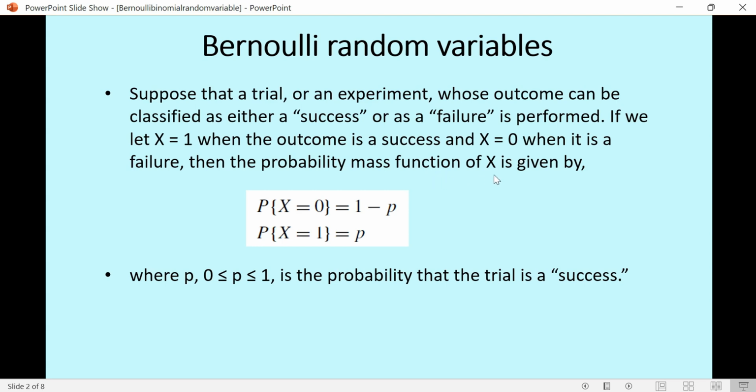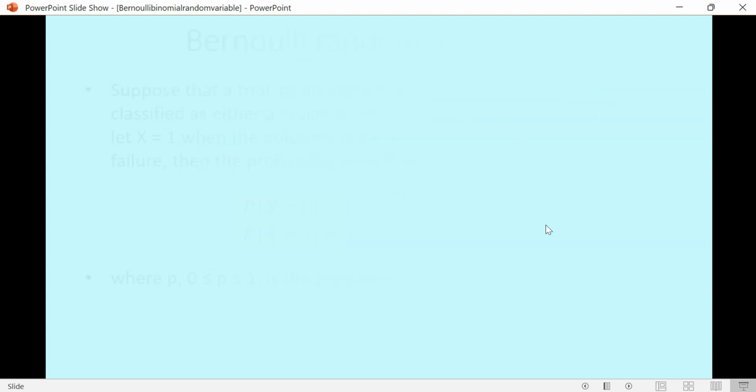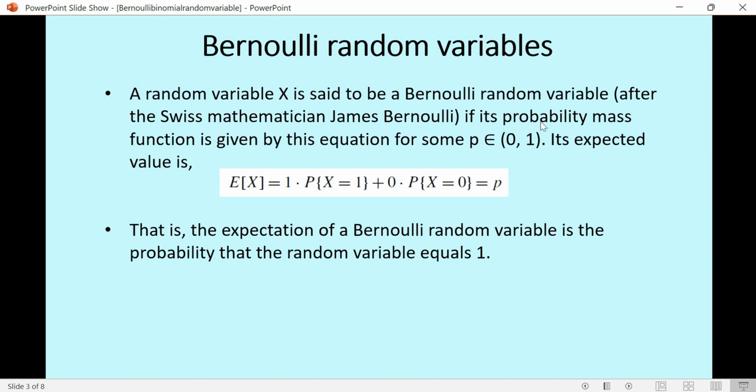Such a random variable can be expressed as: the probability that x equals 0 is 1 minus p, and the probability that x equals 1 is p. Here p is a constant long-term probability of success in a trial. This kind of random variable is called a Bernoulli random variable. A Bernoulli random variable is a binary-result random variable, and it has only one parameter, called p. p is the probability of success in each trial. This probability is constant in each trial, and each trial is independent.